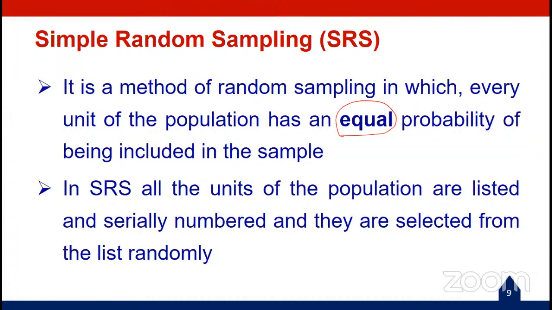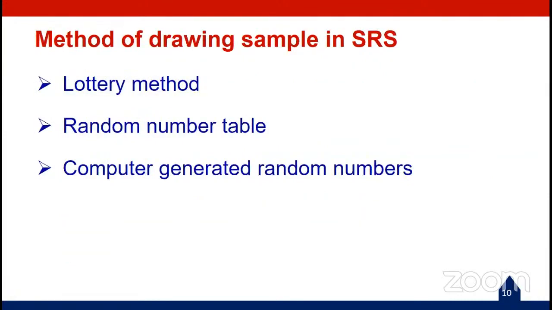So I will start with an example, a very hypothetical example. Assume that we are supposed to select 20 individuals from a population size of 250 individuals. So in simple random sampling, what we do is we serially number these 250 individuals, and from these 250 individuals, we randomly select the 20 individuals. There are some specific methods for selecting the samples in a simple random sampling.